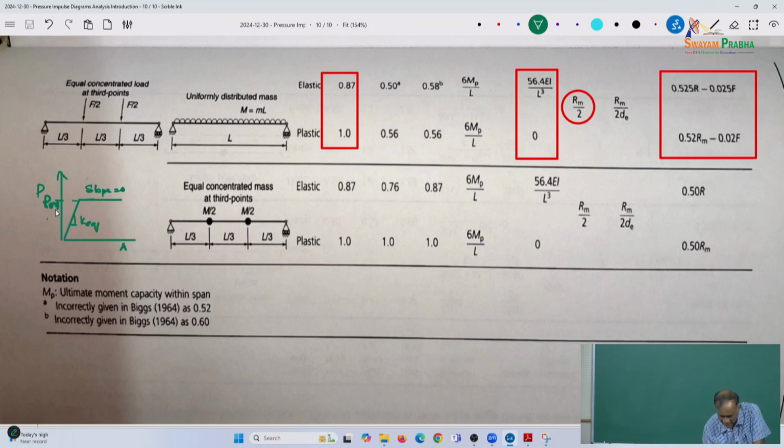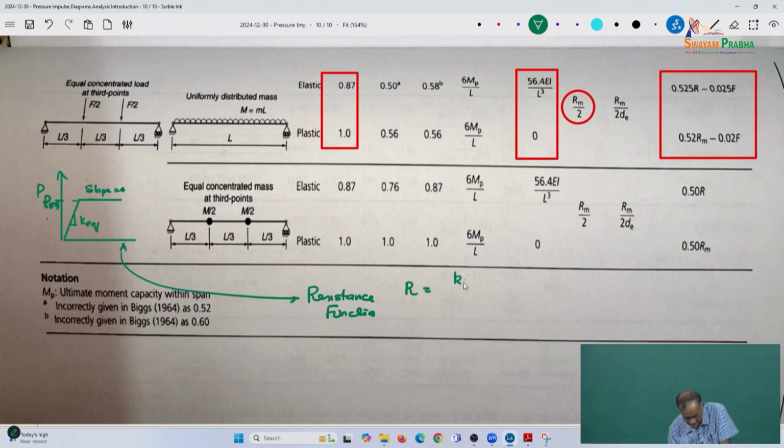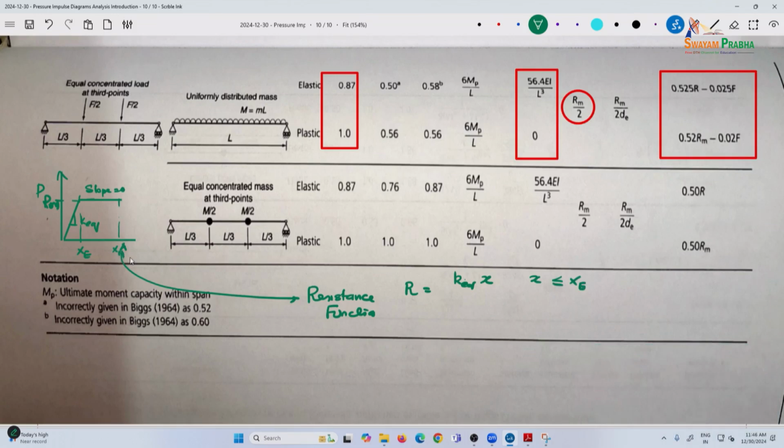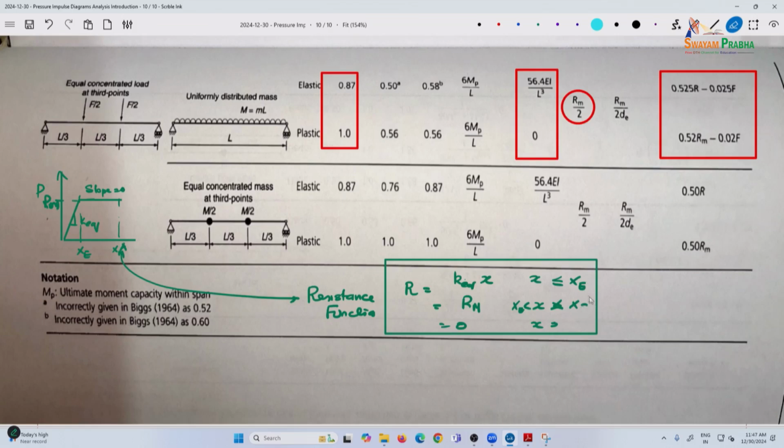No, it's a resistance function. So in this case, the resistance function would be R equal to K equivalent multiplied by X for X less than X sub E, let's call it X sub E, and equal to Rm for X greater than X sub E, up to X sub M, and equal to 0 for X greater than X sub M. So your stiffness really is not coming into play when you put a resistance function there.